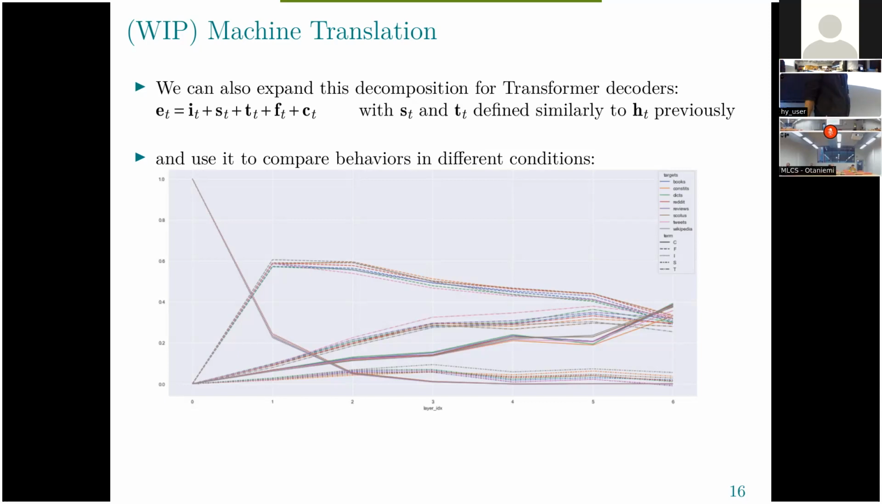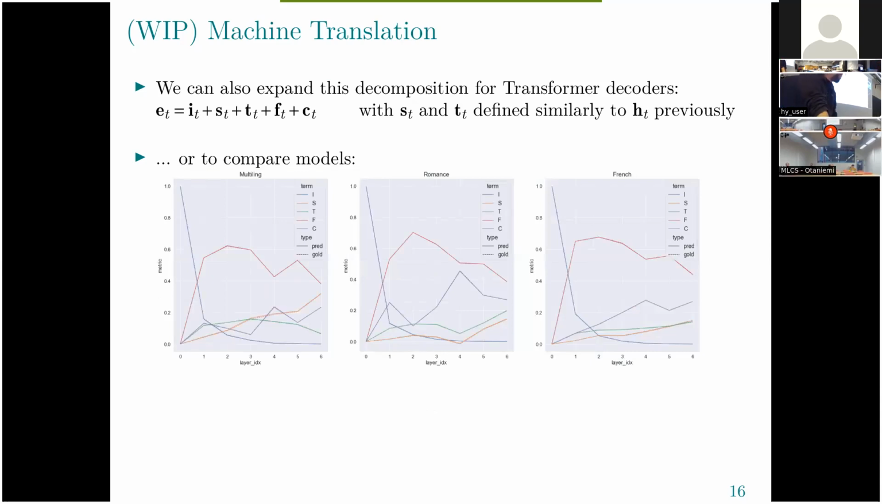And another thing that we can do, and this is again more work in progress, is comparing similar models on the same input, but with a variation. So these are 3 translation models.